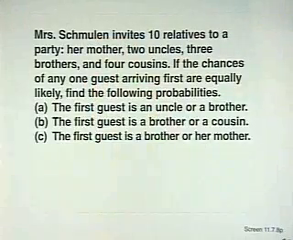Here's an example. Mrs. Schmulin invites 10 relatives to a party. Her mother, 2 uncles, 3 brothers, and 4 cousins. If the chances of any one guest arriving first are equally likely, find the following probabilities. The first guest is an uncle or a brother. The first guest is a brother or a cousin. The first guest is a brother or her mother. Stop the tape, and when you're ready, restart the tape to check your work.